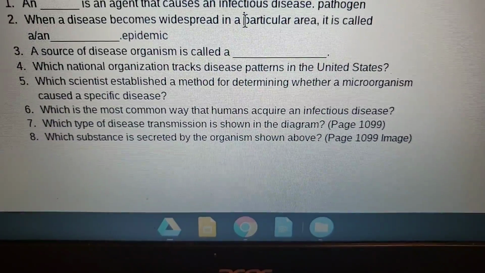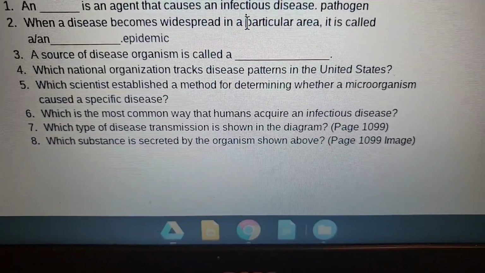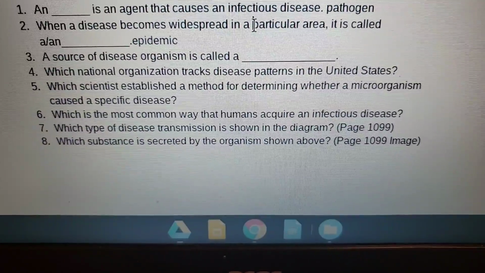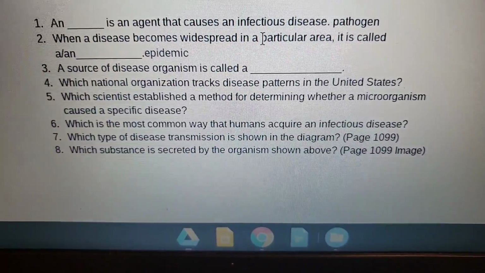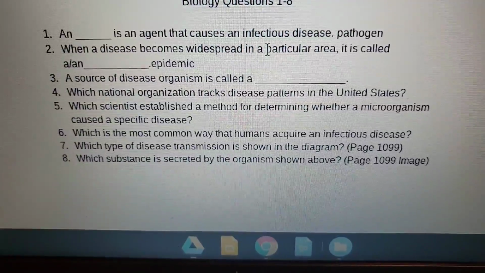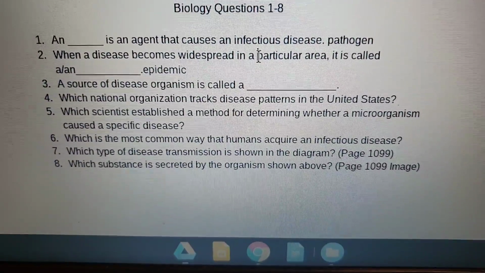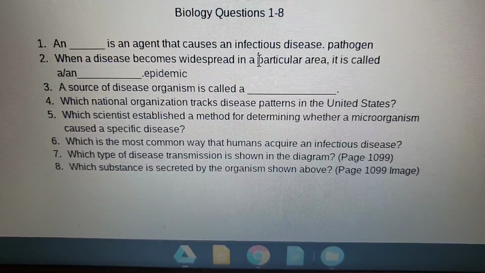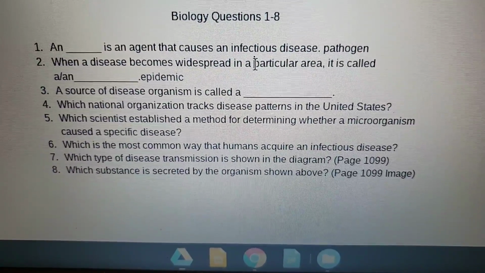Get your work done. What you can do is copy and paste this, and then type the words in the blanks or at the end of the sentence. And then you can upload it either to your biology teacher, or you can share it with me, and I will do it for you.